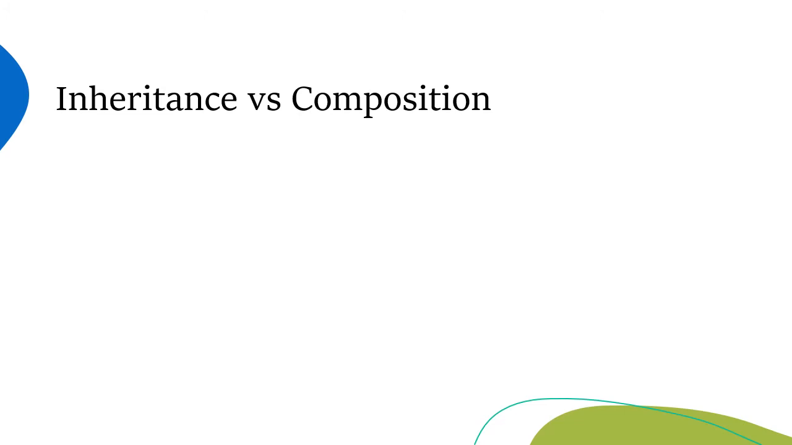Now, one more very important thing which we need to understand is inheritance versus composition. It is very often said that you should use composition if there is a scenario where inheritance and composition both are possible. But having said that, there are scenarios where only inheritance will work. But if there is a situation where both are possible, go for composition.